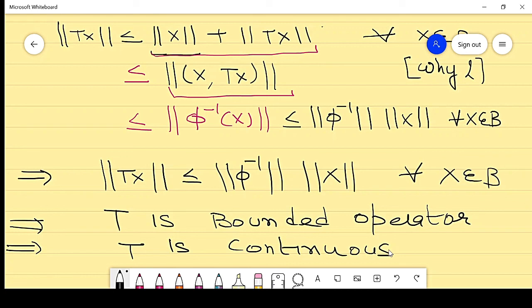So next, a theorem related to this closed graph theorem we will discuss in the next video.